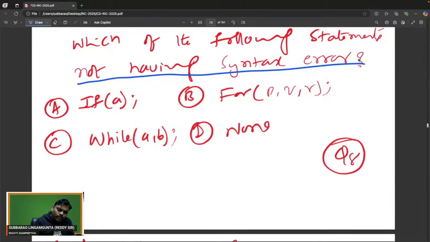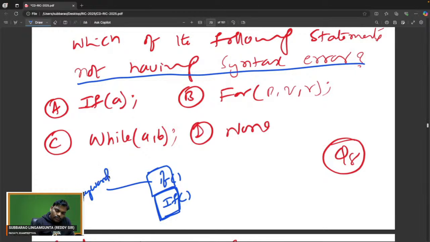I think everyone knows. See this one. C language is case sensitive. If is different, so please be careful. Here if is an identifier, here if is a keyword. Identifier means something like a variable or function. It is a function now. So if a function call, I think it's possible. Option A doesn't have syntax error because it is a function.